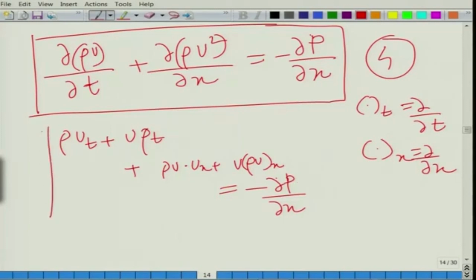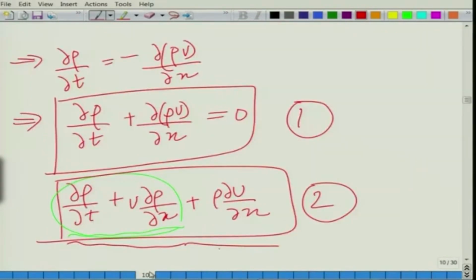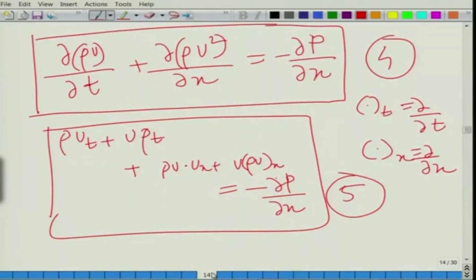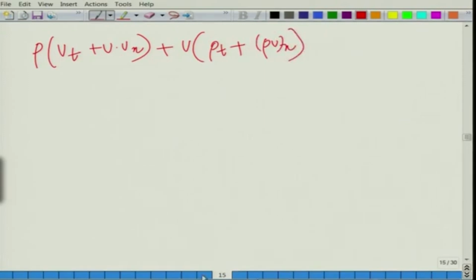Now we have got the expanded form of the momentum equation in the form of equation 5. Now, let us use these forms, either equation form 1 or form 2, to further simplify the momentum equation given by 5. So, we will write this in a little more clean manner. Notice that the term u here and u here is common, and rho is common. So, this is important because then you can actually group it: rho times u t plus u times u x plus u times rho t plus rho u x, this entire thing is equal to minus del x of p.